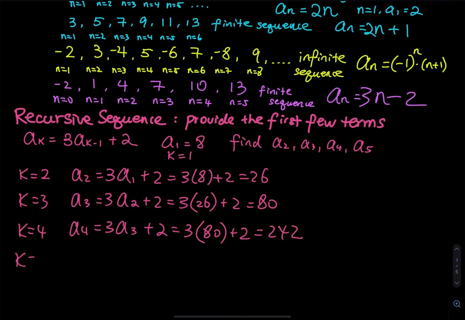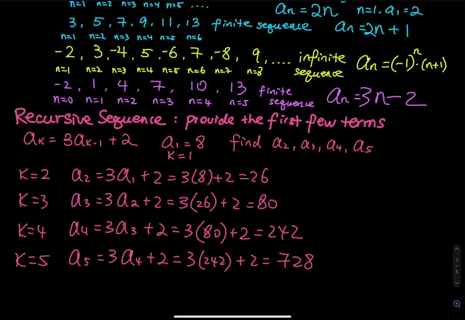And then when k equals 5, we have a of 5. This is 3 times a of 5 minus 1, and then plus 2. So we have 3 times a of 4, and then plus 2. All right, so these are the first 5 terms of the recursive sequence.